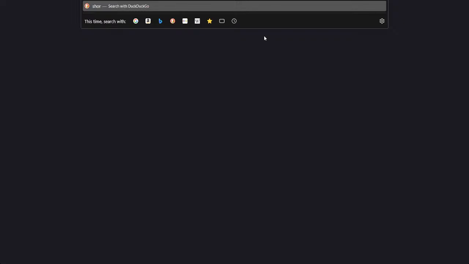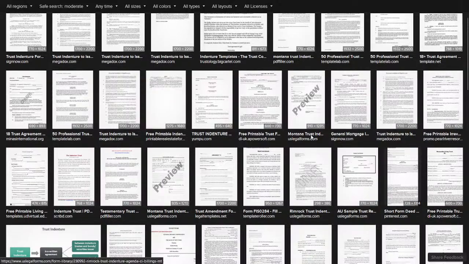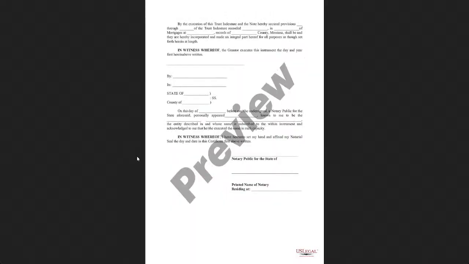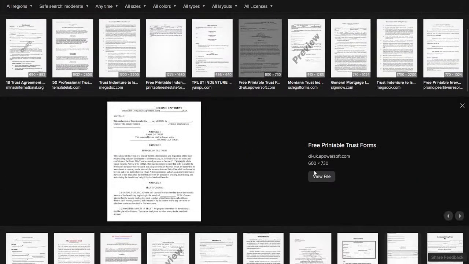So let's just look for a short form. Short form, here, let me see, trust. Let me start over. Trust, short form indenture. Yeah, let's do that. Indenture, let's do template. Right? And look, this is just typical. Here, let's see this one. I think this might work. Remember our secure provisions? Nope, that might not work. Let's go back up. Okay, here we go.